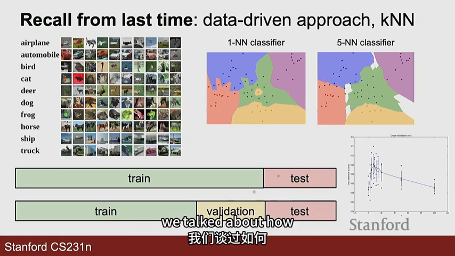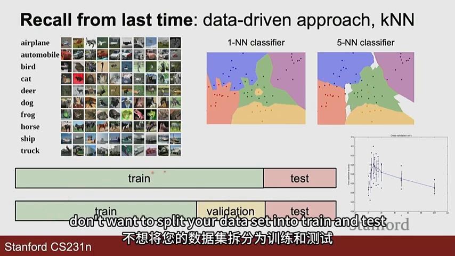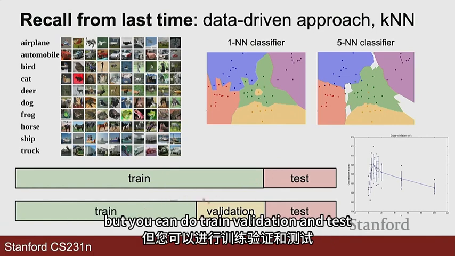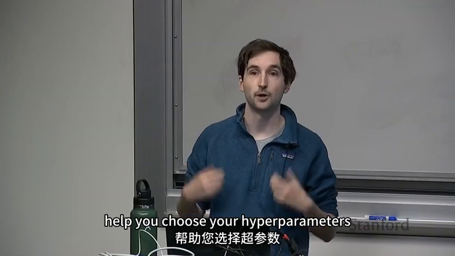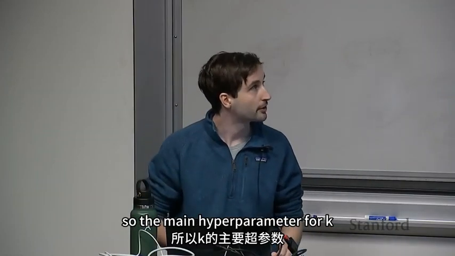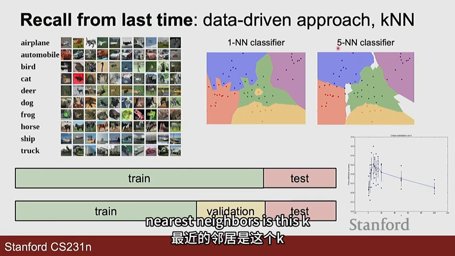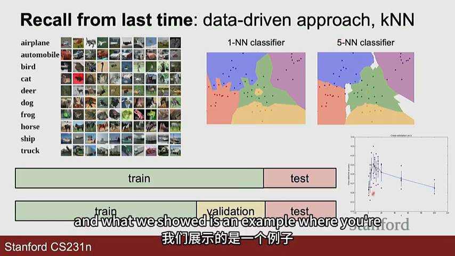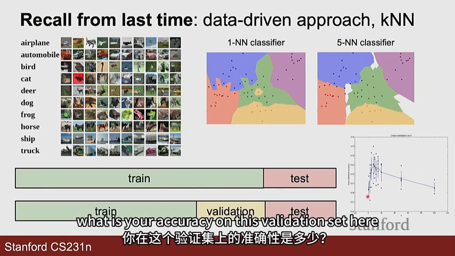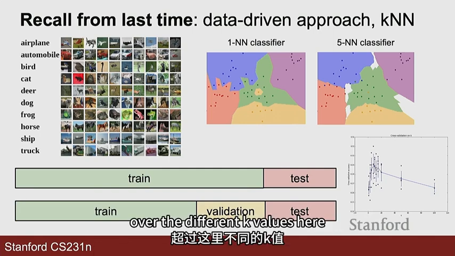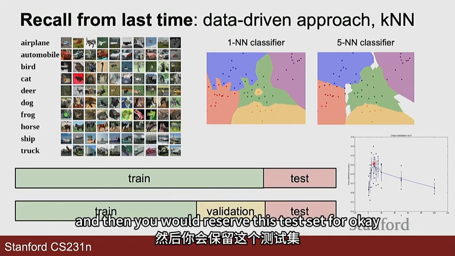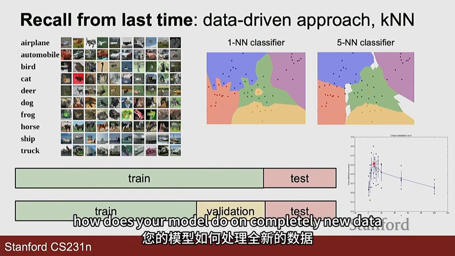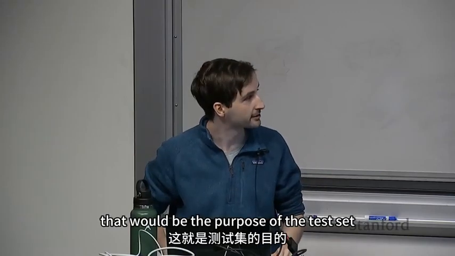We talked about how you ideally don't want to split your data set into just train and test, but you can do train, validation, and test, so that you can use the validation set to help you choose your hyperparameters. The main hyperparameter for k nearest neighbors is this k, 1 or 5 in these examples. We showed an example where you plot the accuracy on the validation set over the different k values, and you would choose the one that has the highest accuracy. Then you would reserve the test set to see how your model does on completely new data it's never seen before. That would be the purpose of the test set.